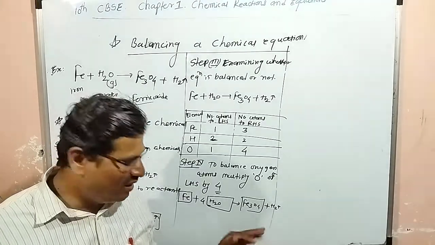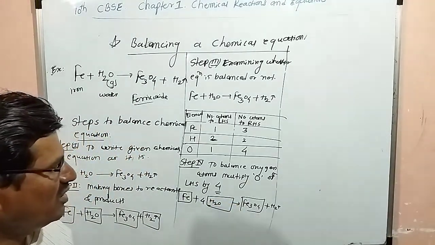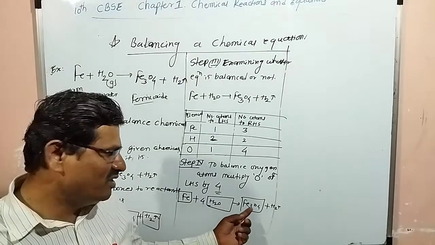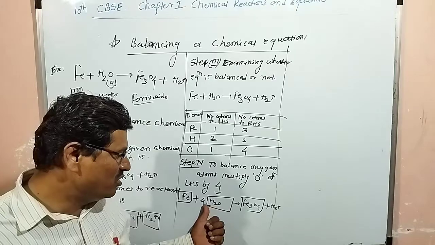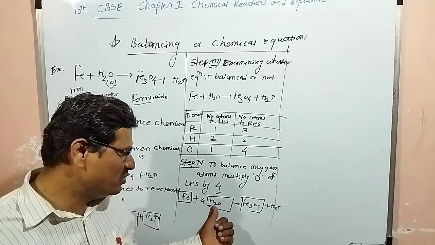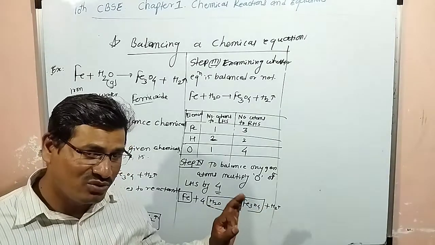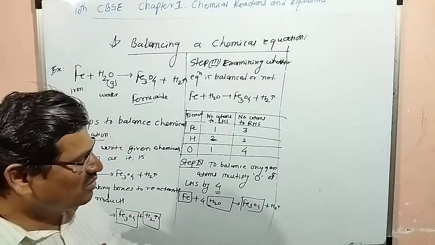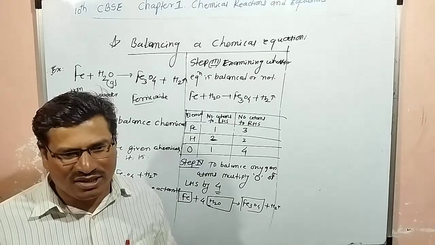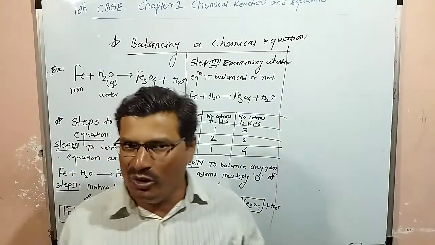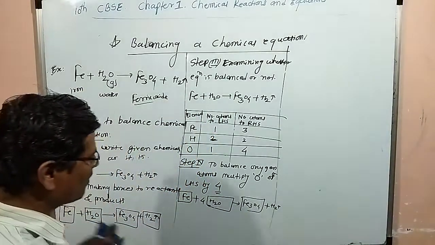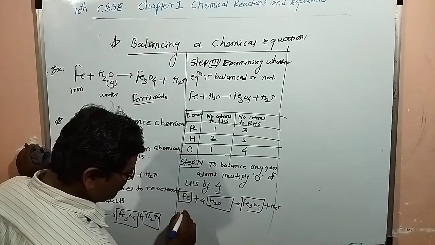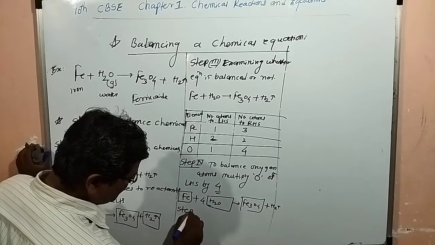Now again you will go. Again next thing is there. Again you have to examine. And if you check here, Fe1 is there, Fe3 is there. Hydrogen 4 multiplied by 2, 4 2s are 8 is there, and here 2 is there. So here this chemical reaction is also not balanced. So you have to take one more step to balance that chemical equation. And how will you balance? Now step number 4. Each time you have to examine whether it is balanced or not. So step number 5 is there.